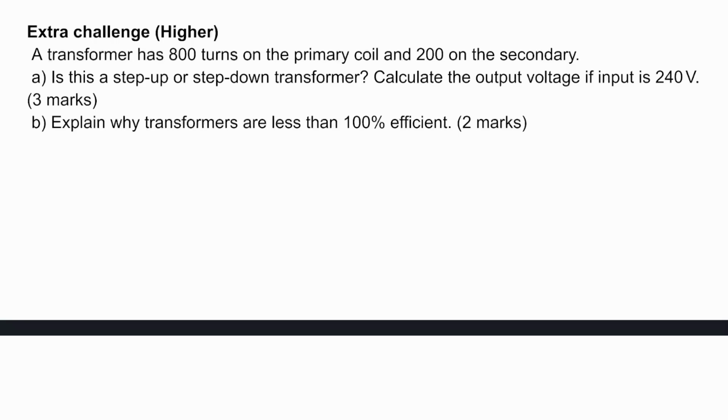This is actually a very common one to come up right at the back end of these papers, these transformer questions. We're told that a transformer has 800 turns on the primary coil and 200 on the secondary coil. Is this a step up or step down transformer? Well, you've gone from 800 turns to 200 turns, so this is what we call a step down transformer. You can tell that because you have fewer coils on the secondary than the primary.